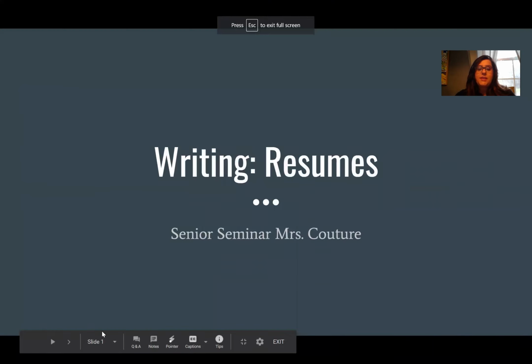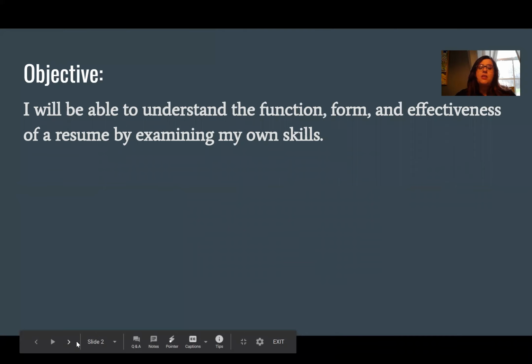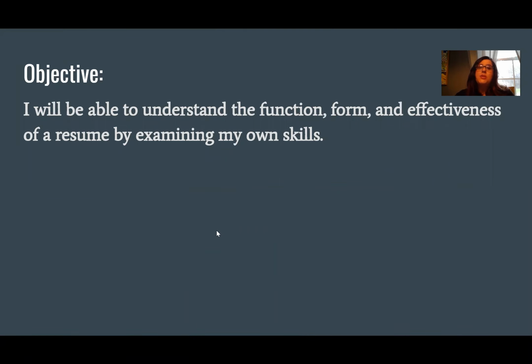All right, so today's a big day, writing resumes. Your objective today is to be able to understand three parts: the form, function, and effectiveness of a resume by looking at your own skills. You guys are going to be doing some work in terms of what are some of the skills that I have, and looking at some example resumes so that you can say, yeah, I can do that, or I have done that. This is a skill that I possess.